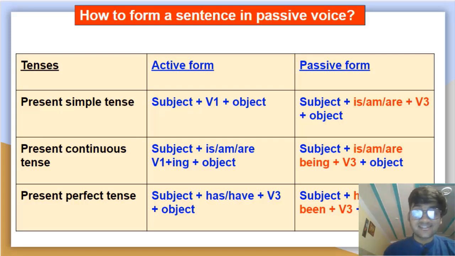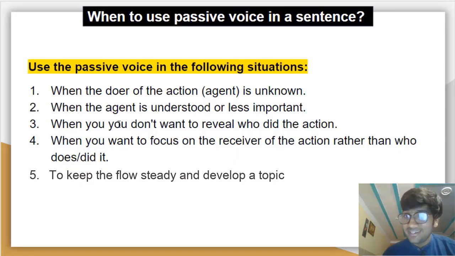And there are some other tenses as well. I have mentioned all the tenses where you can use active and passive voice. Check the description of the video to find them. All right. Now let's talk about what are the situations where we use passive voice. So here are the situations where we use passive voice instead of using active voice in a sentence.